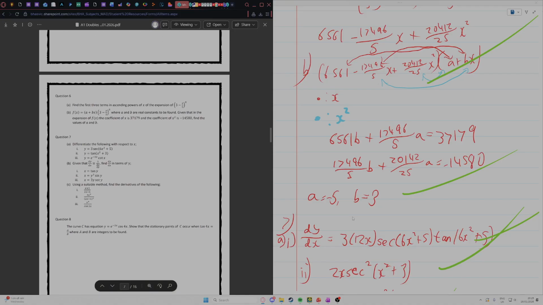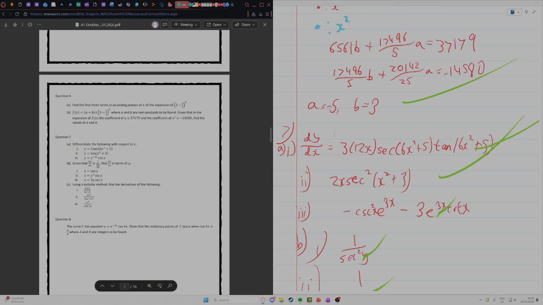Next, some differentiation. So this is some product, chain, quotient stuff like that. This is all just chain rule. Actually, no, the last one's product. For this one, you have to remember your standard result for sec. It is in the formula book, so don't worry that much. But you multiply by the derivative of the inside function, and then you get the outside function. Same with this one: multiply by the derivative of the inside function.